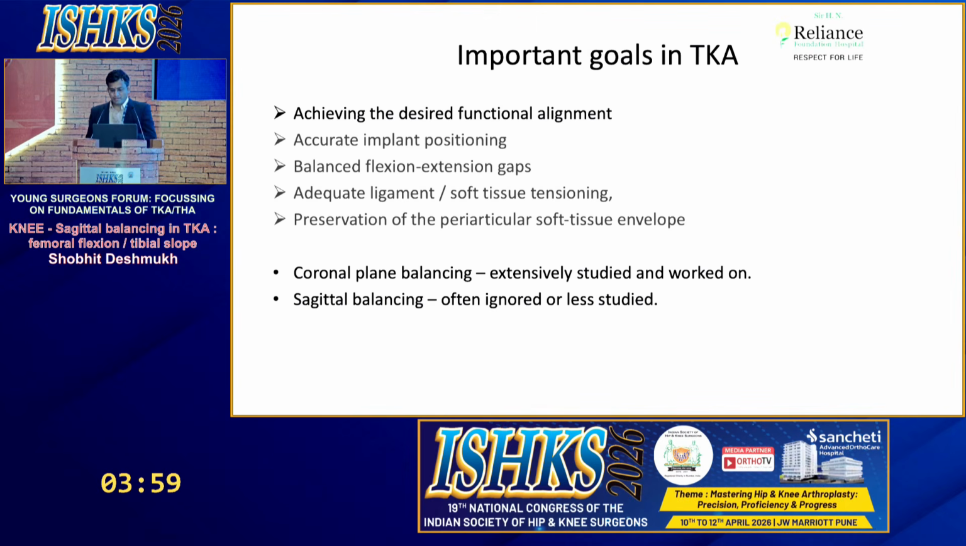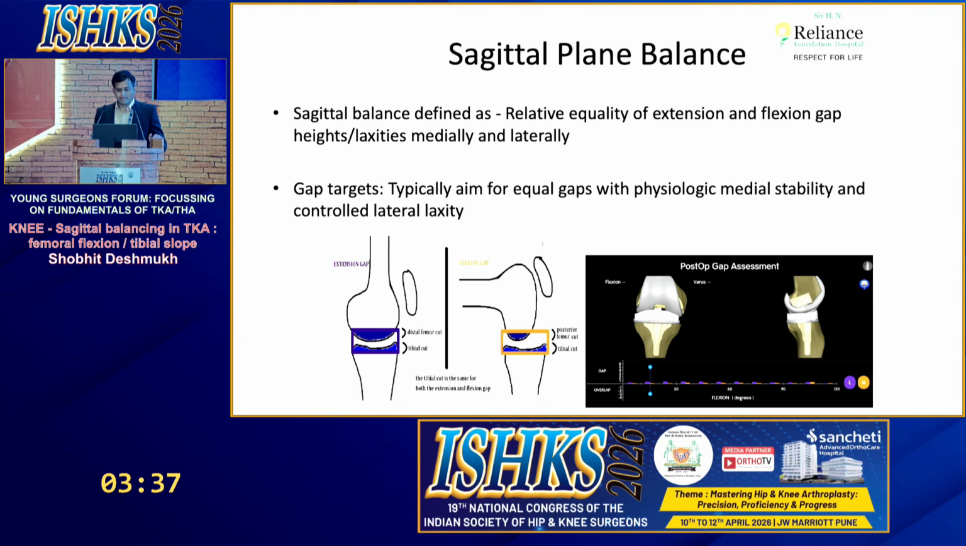If you have to outline the basic fundamentals of TKA for achieving a happy knee, it is to achieve desired functional alignment, accurate implant positioning, balanced gaps, adequate soft tissue tensioning, and preservation of periarticular soft tissue tension. We have been studying coronal plane balancing and various alignment philosophies extensively, but sagittal balancing has often been ignored or less studied. So what does that mean?